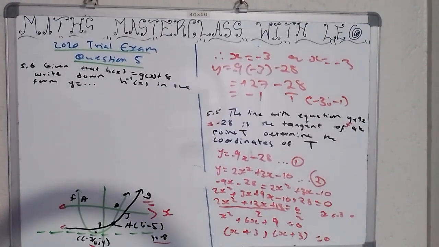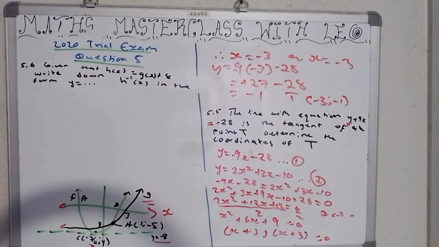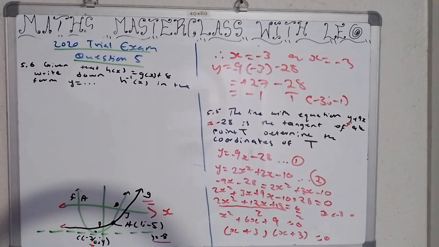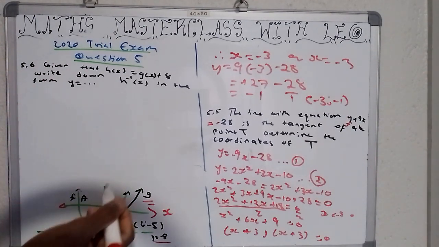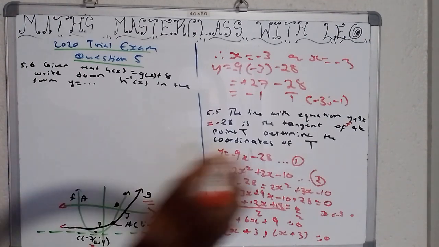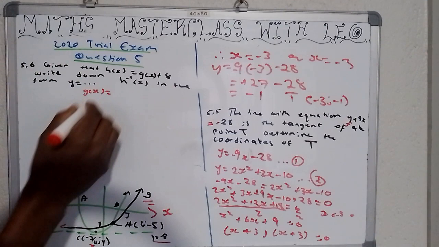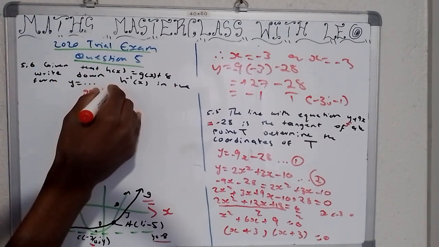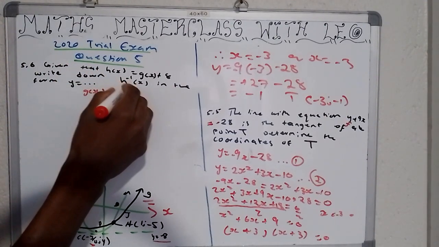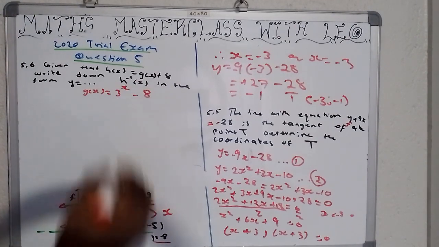We have the second last question. This was a very long question. Right, okay. They say given that h of x is equal to g of x plus 8, write down h inverse of x in the form y is equal to. So now what we need to do is just to say what is our g of x? Our g of x, we know, is 3 to the power x minus 8, right?